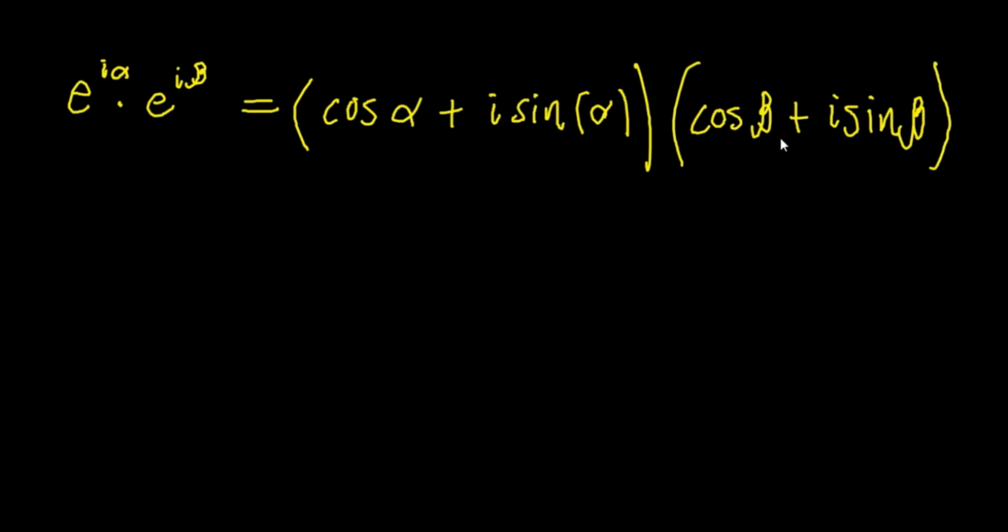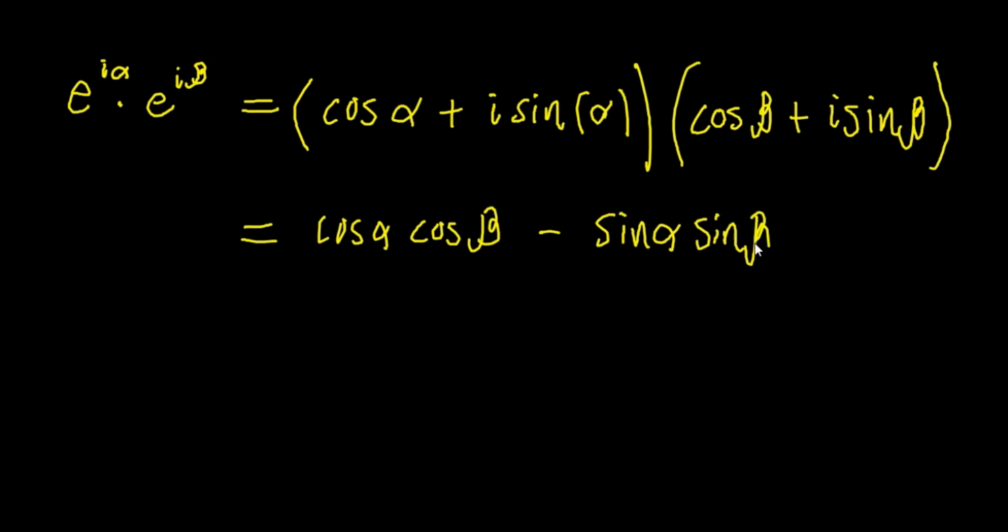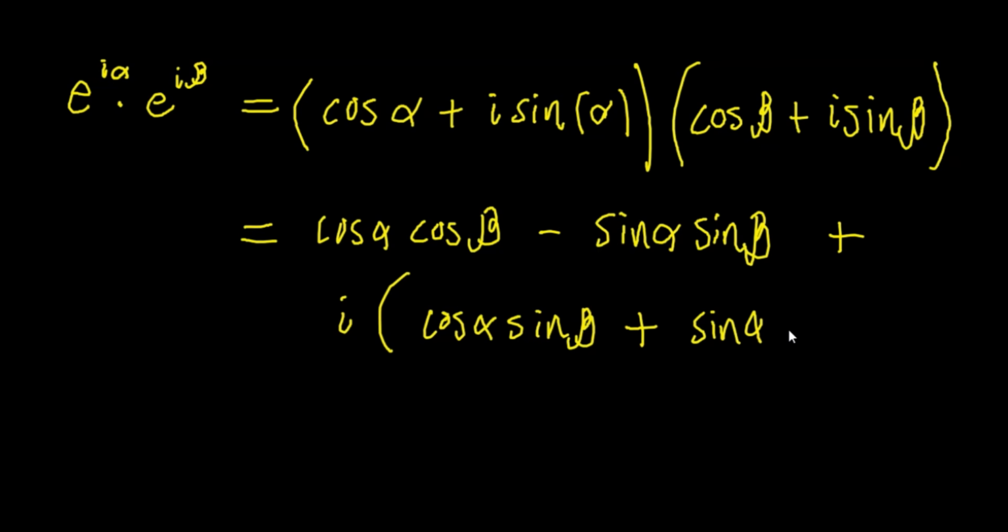And check this out, we can just FOIL this. Pause the video and take a minute and FOIL this out and see what we get. So I'm assuming you've had a go at it. This turns out to be cosine of alpha times cosine of beta minus sine of alpha times sine of beta, plus i times cosine of alpha times sine of beta plus sine of alpha times cosine of beta.